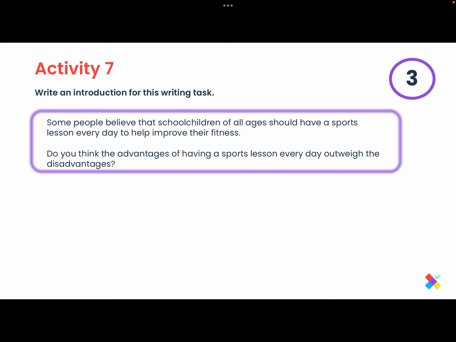So I'm going to give you 3 minutes for this one. You already have the paraphrases in the previous exercise that you can use throughout. And again, here you have to decide whether the advantages outweigh the disadvantages. 3 minutes. Good luck.